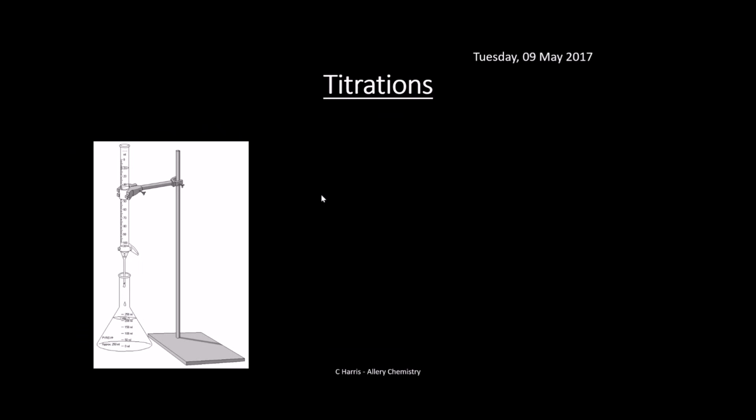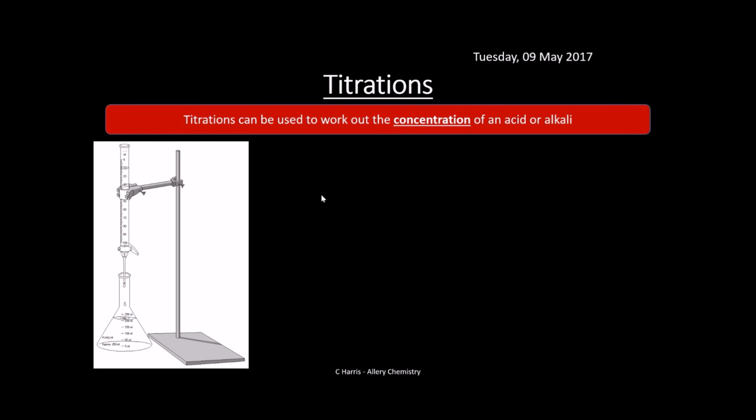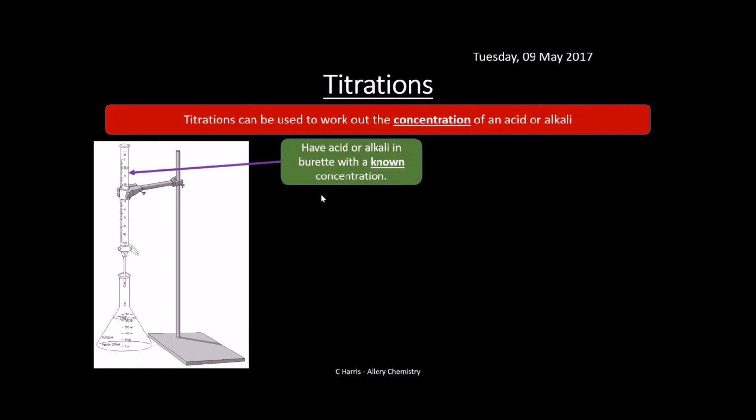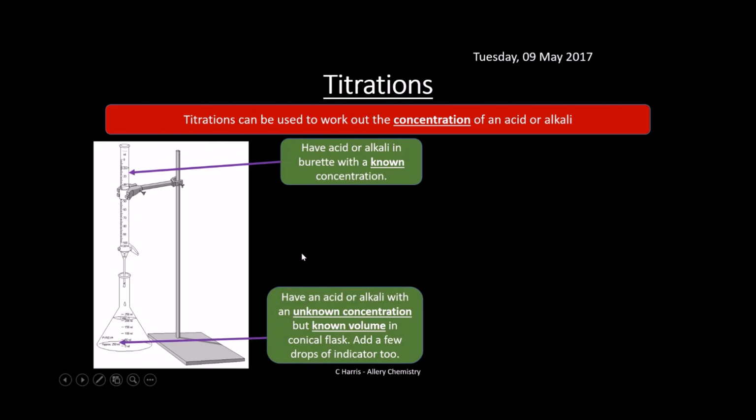Okay, which is what we're going to look at now. So your titrations. These can be used to work out the concentration of an acid or an alkali. Okay, so this is quite important. So what we do is we put an acid or an alkali in a burette, and we have a known concentration. We stick it in the burette here, which is this bit here, obviously on a clamp stand.